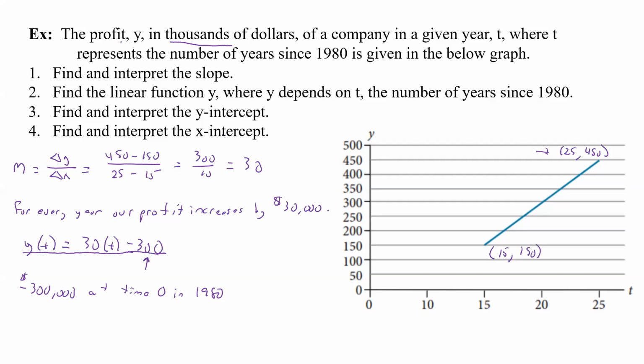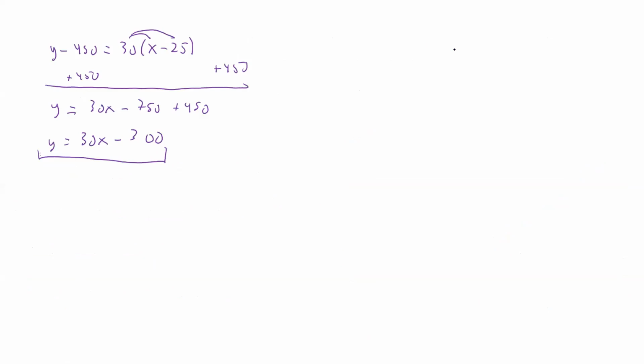All right, what about our x-intercept? Okay, well, our x-intercept is when the y is 0. So I'm running out of space here. So let's go over here and we'll say 0 equals, and then we have the 30t minus 300. So we'll add 300. So that's 300 equals 30t, divided by 30.